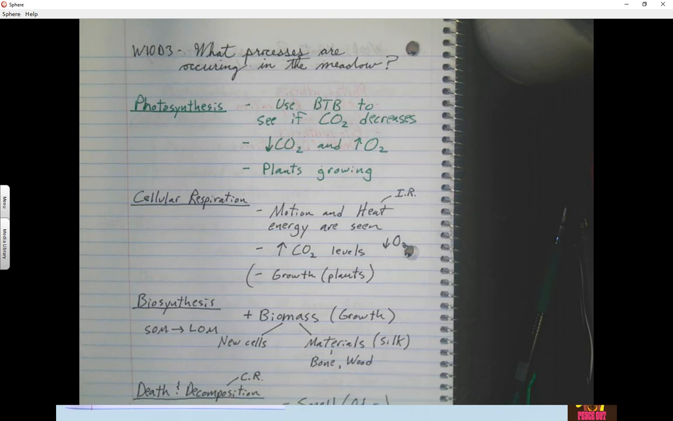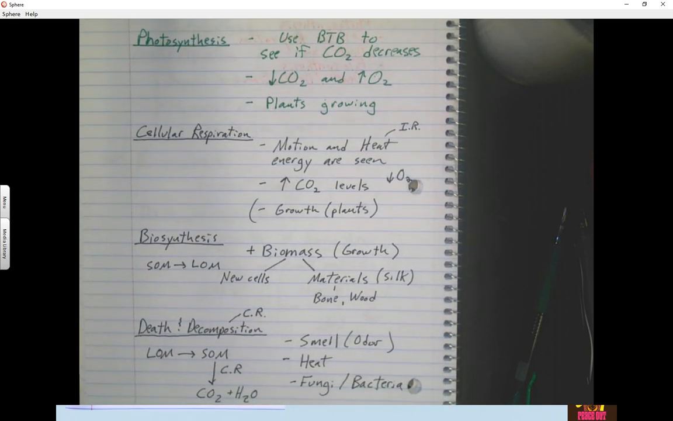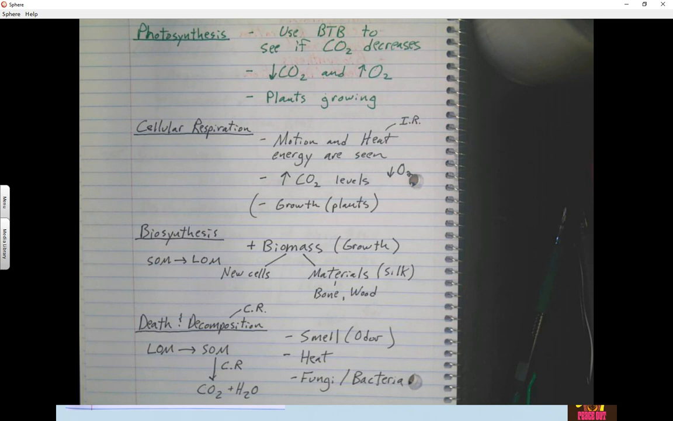We then discussed cellular respiration. And we were able to come up with that if we saw evidence of motion and heat energy, which are often seen by animals that are moving, or also from hunting cameras that are often used to capture the infrared heat that's given off by animals, we know that cellular respiration is occurring. We could go deeper into that by measuring CO2 levels or oxygen being absorbed by these animals. We also know that plants are growing, and so they're also carrying out the process of cellular respiration for that purpose.